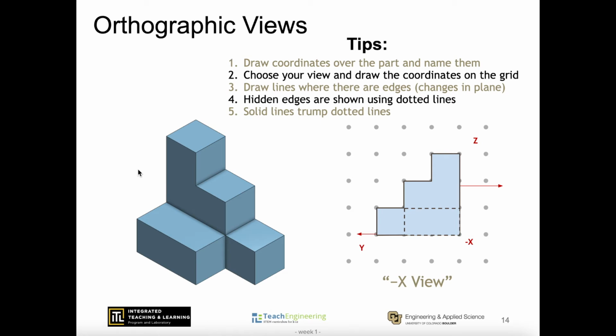Here are some tips. Draw coordinates over the part and name them. Choose your view and draw the coordinates on the grid. Draw lines where there are edges, and hidden edges are shown using dotted lines. Solid lines trump dotted lines.